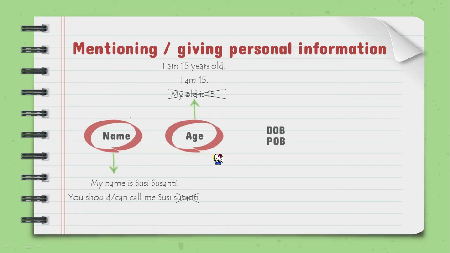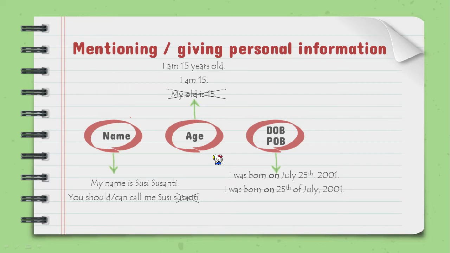Well, next is the question about date of birth or place of birth. When were you born? Where were you born? You should answer, I was born on July 25th, 2001. Or, I was born on 25th of July 2001. Pay attention please about how to write the date, month, and year. The preposition used is on. And if you start with the month, it must be exactly followed with the date, and it must be in the form of an ordinal number.